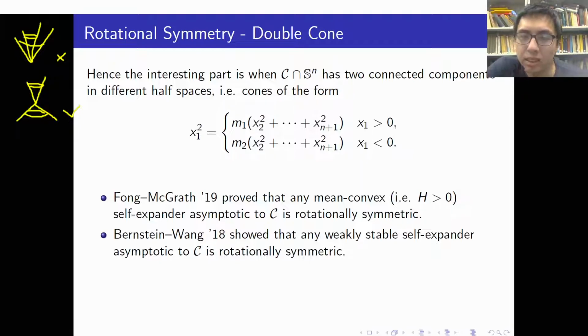Another thing is that any mean convex self-expander is in fact weakly stable, so the Bernstein-Wang result is a generalization. I should remark on their method. Their method is based on looking at rotationally symmetric Killing vector fields, and they show that the derivatives along these vector fields are all zero, thereby deducing rotational symmetry.